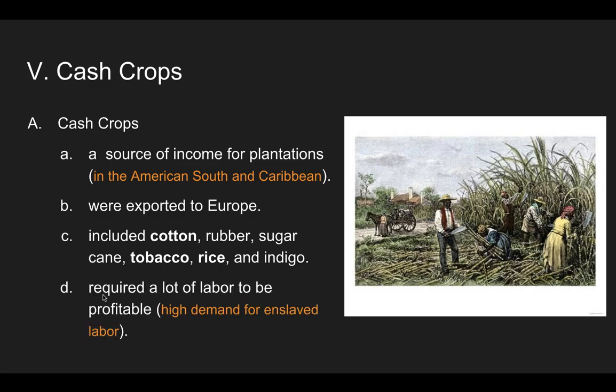And D, you just need to write what is in white. It required a lot of labor to be profitable. You needed a lot of people doing what these people are doing here, picking it, to make it profitable so you could have sizable enough crop yields to sell off enough product to make money. So this made the demand for enslaved labor very high. You wanted to have as many people picking your product as possible to get that shipped back to Europe.